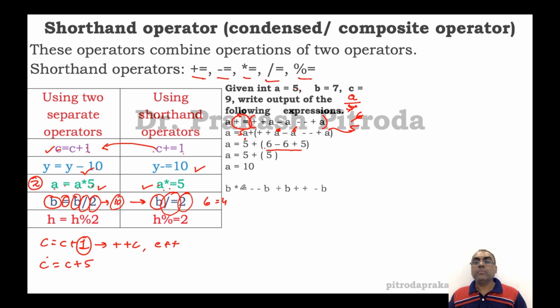Let's take one more question. So here is a question: b *= --b + b++ - b. So in this case, again I am taking a pause of 3 counts. Take a round, give yourself a try and then check your answer. So 1, 2, 3.